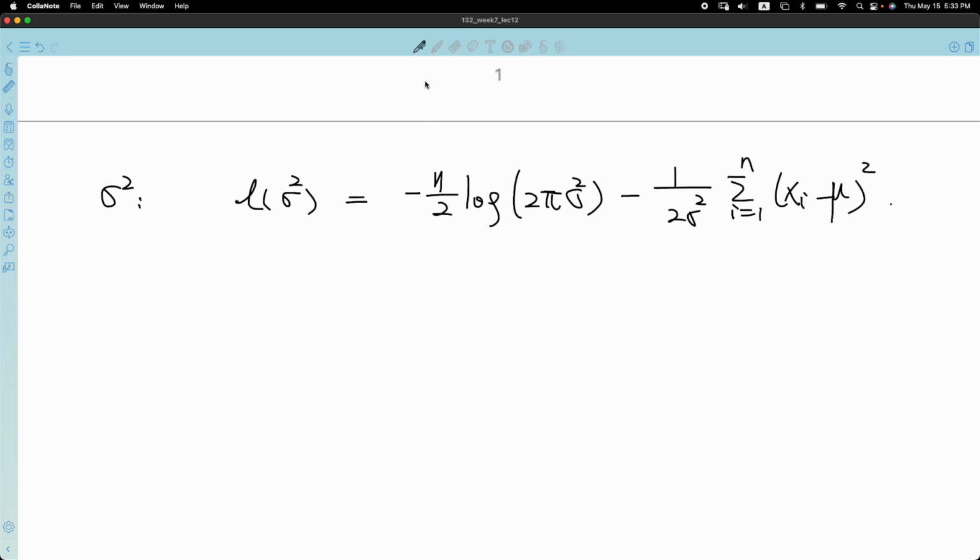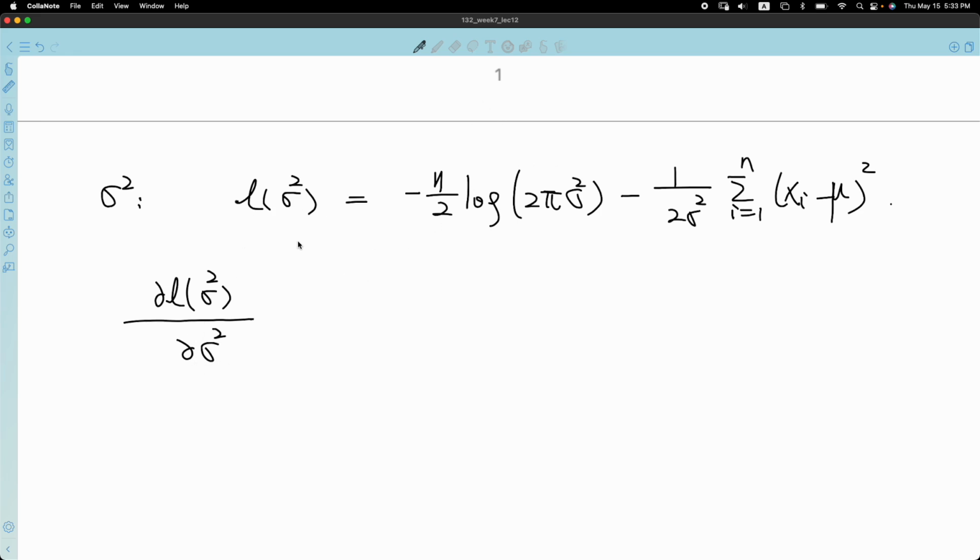Once you have the log version of that, you take the derivative of this log likelihood with respect to the parameter of interest. So now we are interested in sigma square. From now on we are going to take the derivative with respect to sigma square, not just sigma. So we consider sigma square as a whole. Whenever you work on that, you need to consider sigma square as a single variable when taking the derivative.